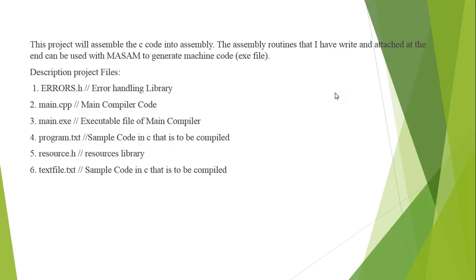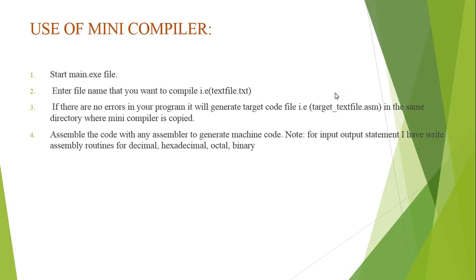It will assemble the C code into the assembly code, and it will include the different attachments with MSM to generate the machine code. The description is, it includes the different types of .h, .cpp, .asm and .txt files. The main .cpp file will include our main compiler code, and the text file .txt will contain the code which will be executed by the main compiler code. So whatever code you want to translate from one language to another, you have to write that code into the text file .txt.